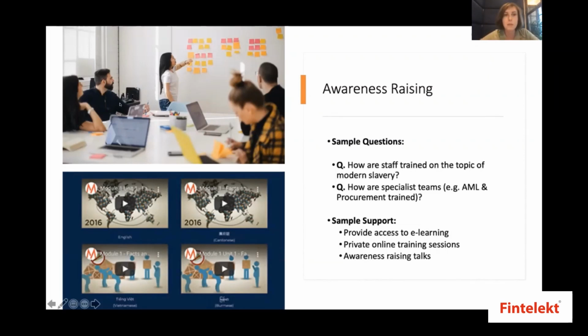So as part of the assessment, we have a few questions specific to this topic. We examine how staff are trained on the topic of modern slavery, as well as how specialist teams are trained, amongst other questions. And in terms of the recommendations that we might make off the back of the answers to these questions, we can make recommendations such as giving access to the Mekong Club e-learning platform that includes many different short videos on the topic of modern slavery that can easily be circulated, all the way through to even jumping on a webinar like this and speaking to senior leadership or speaking to specialist teams within the bank, and providing awareness raising talks even in person, maybe one day post-COVID.